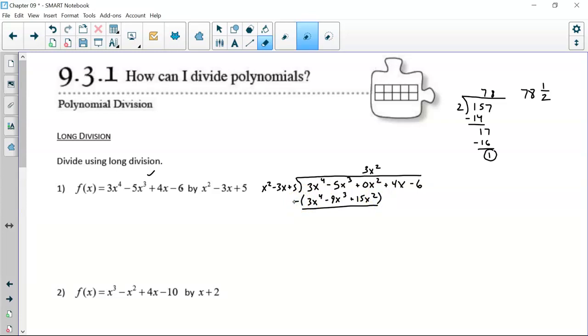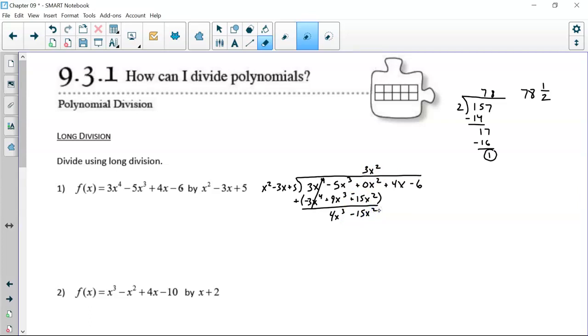But in this case, we're subtracting the entire polynomial. And in order to subtract properly, distribute the negative. Change every single sign. Every single sign changes. And now we add the two together. 3x to the fourth plus negative 3x to the fourth, they cancel. Negative 5x cubed plus 9x cubed is 4x cubed. 0x squared plus negative 15x squared is negative 15x squared.